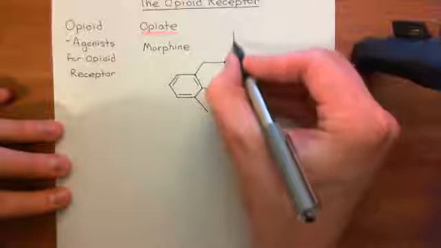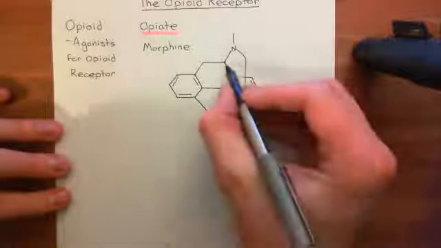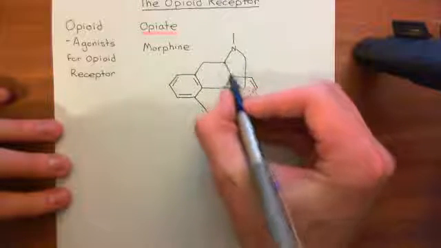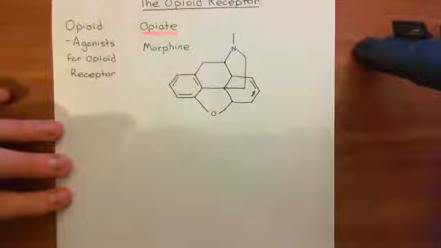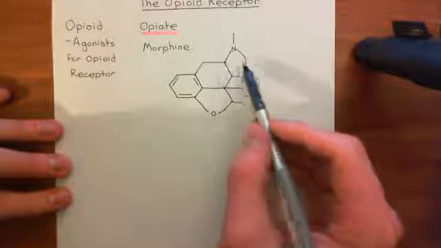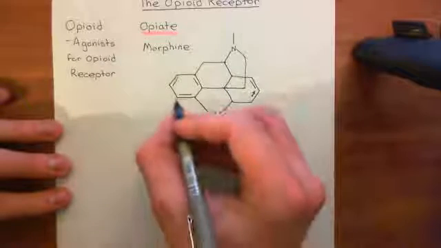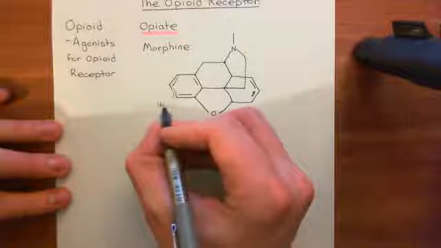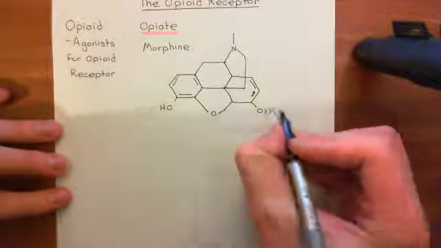This nitrogen then has a methyl group coming off it. If we count the members of this ring now, 1, 2, 3, 4, 5, 6. So that's another 6-membered ring. I think this is the nicest way to draw this structure. Now we haven't finished there. To complete morphine, you just add 2 alcohol groups on, 1 here and 1 here.